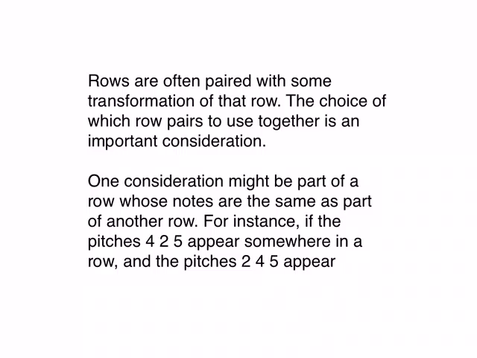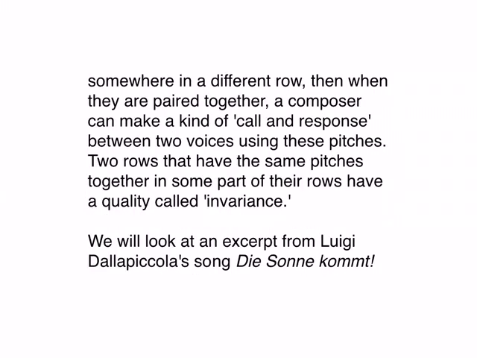A row is often paired with some transformation of that row, and the choice of which row pairs to use together is an important consideration. One consideration might be that part of a row whose notes are the same as part of another row. For example, if the pitches 4, 2, and 5 appear somewhere in a row, and the pitches 2, 4, and 5 appear somewhere in a different row, then when those rows are paired together, a composer can make a kind of call and response between two voices using these pitches. We call that phenomenon invariance.